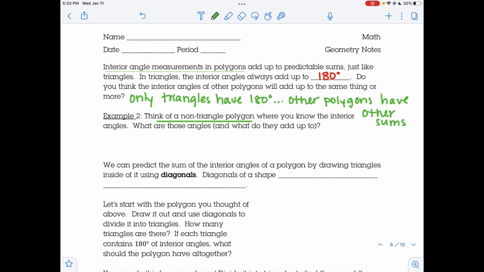But they will be predictable based on the actual shape we're looking at. If it's a 4-sided shape or a 5-sided shape or a 6-sided shape, once we see how many sides there are and what that shape looks like, we will be able to predict what the sum should be.